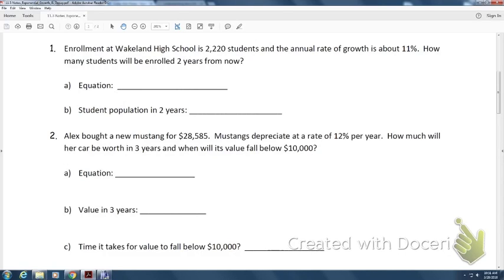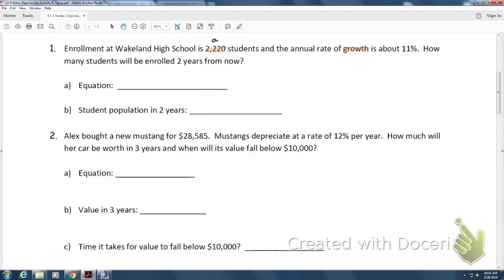Gracie, will you read number 1 for me? Enrollment at Lakeland High School is 2,220 students, and the annual rate of growth is about 11%. How many students will be enrolled 2 years from now? Okay, so Joe, what is my A value on this problem? Okay. Chance, is this a growth or a decay?